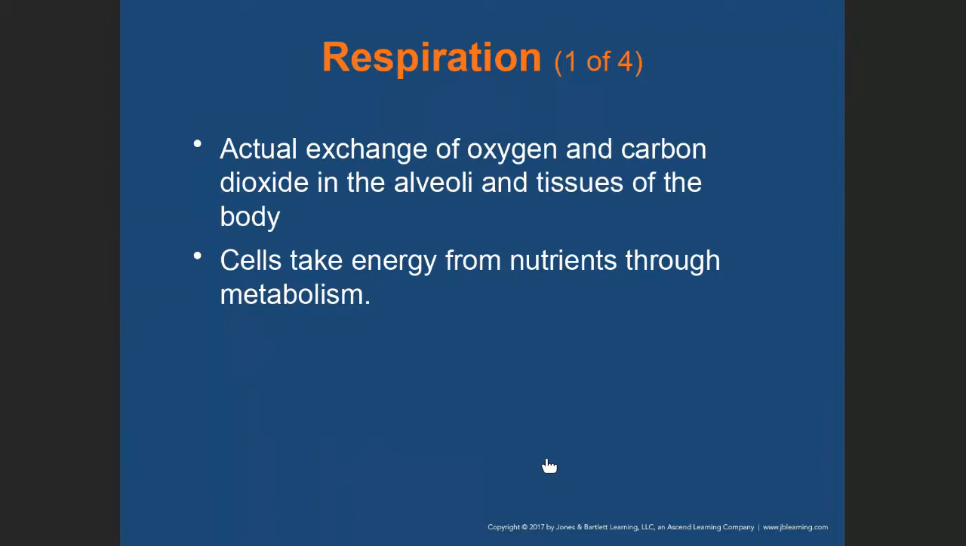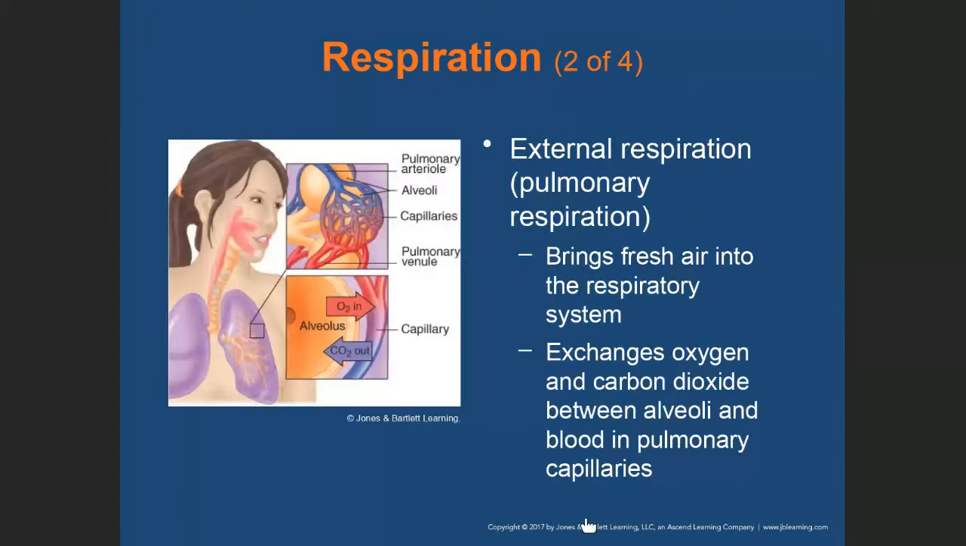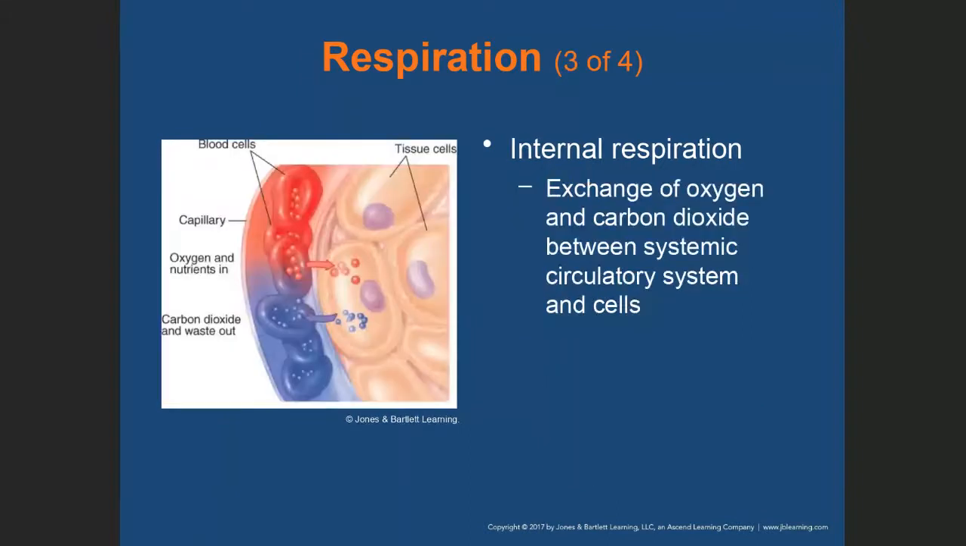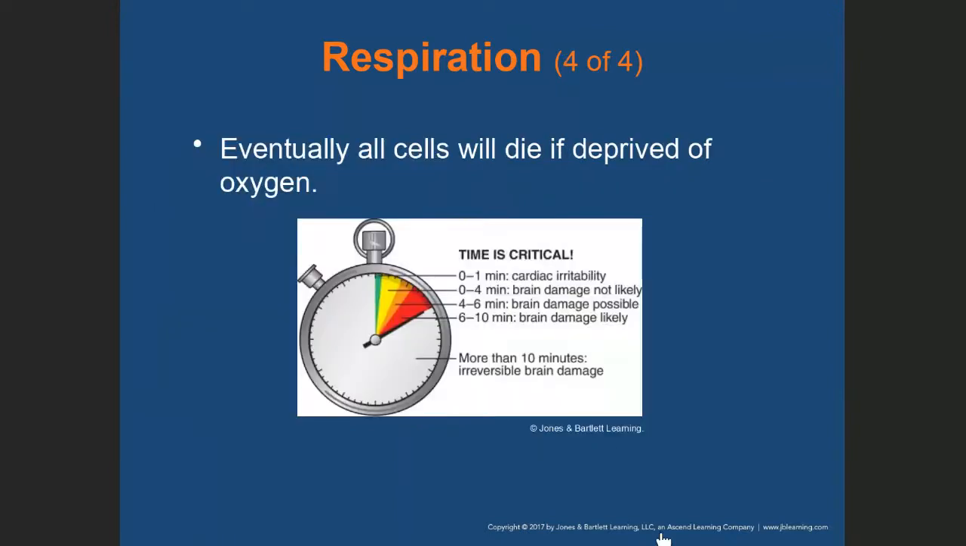Respiration is the actual exchange of oxygen and carbon dioxide in the alveoli and tissues of the body. Cells take energy from nutrients through metabolism. External respiration, or pulmonary respiration, brings fresh air into the respiratory system and exchanges oxygen and carbon dioxide between the alveoli and the blood in the pulmonary capillaries. Internal respiration is the exchange of oxygen and carbon dioxide between the systemic circulatory system and cells.